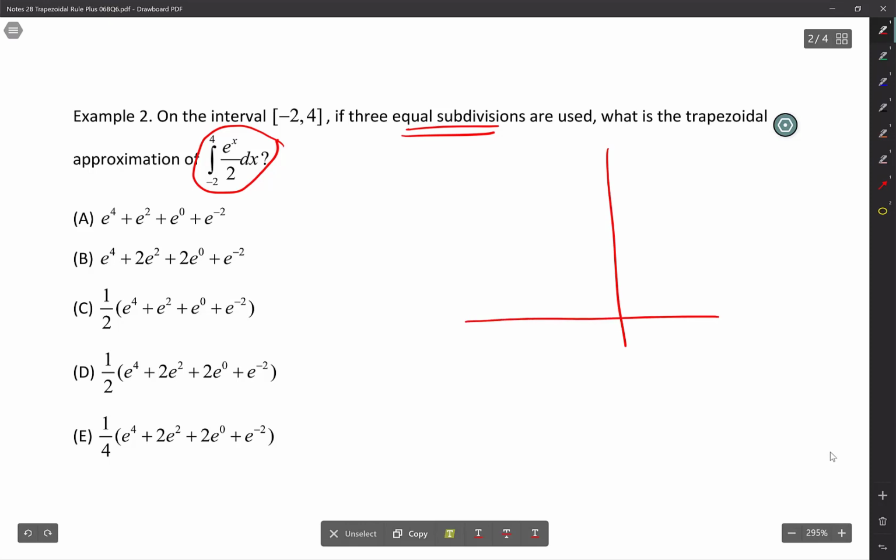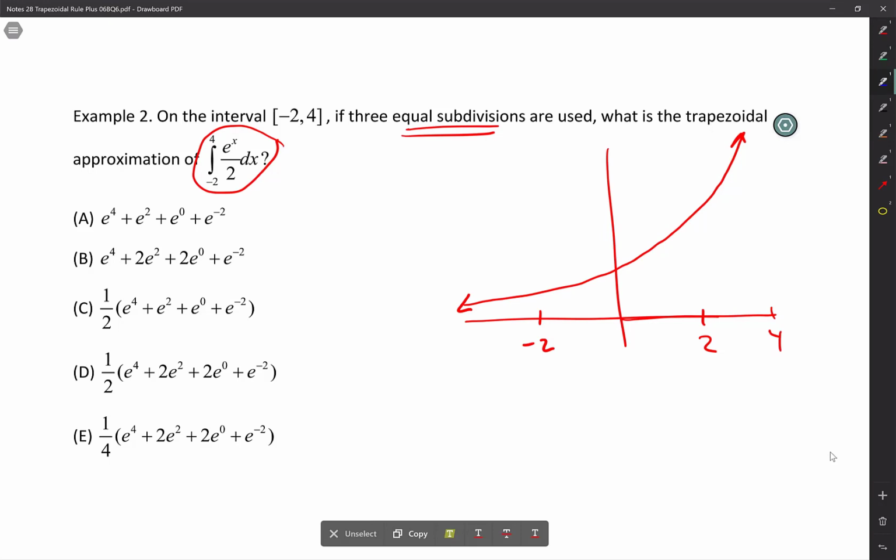e to the x divided by 2 looks something like this. -2 somewhere over here. 4 is, let's see, that's 2, 2, 4. I don't know, somewhere right here. My trapezoids are all messed up. It's okay, guys. They want 3 trapezoids. Here's my first trapezoid. Trapezoid 1. Here's my second trapezoid. Trapezoid 2. And here's your third trapezoid.